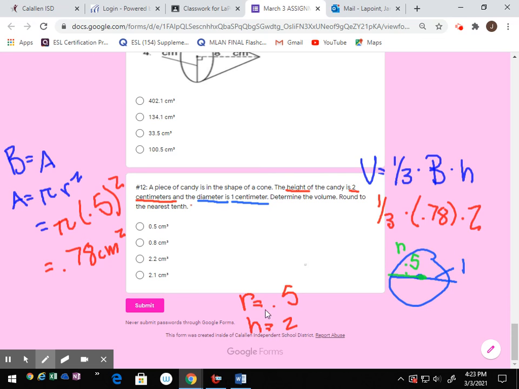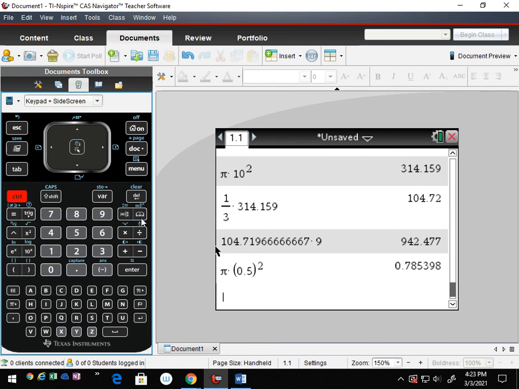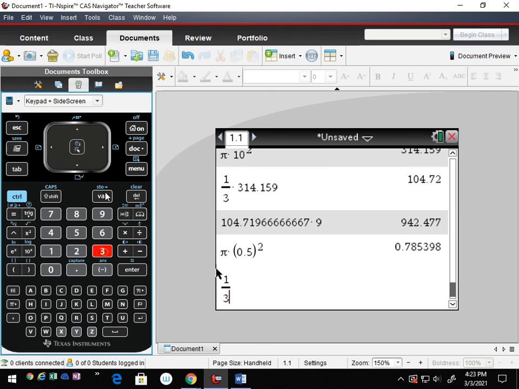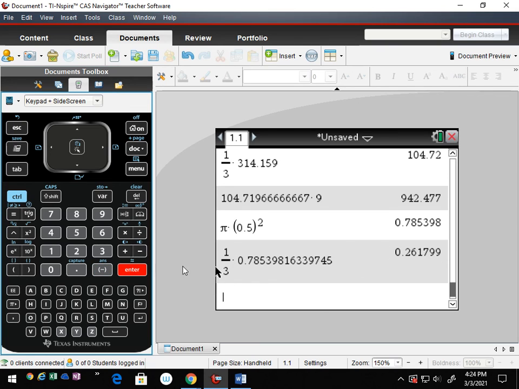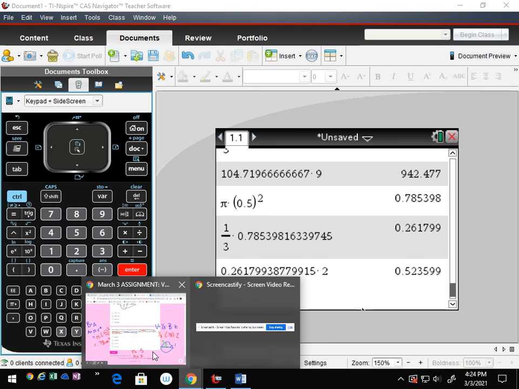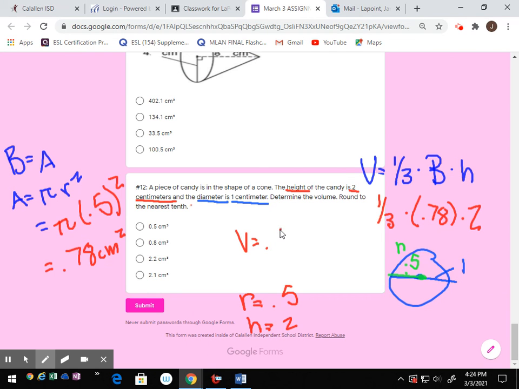Okay, let's plug all of this into the calculator. So control divide. I have 1 down 3 times, we'll do control answer, so we get this whole entire decimal point down here. Press enter. We get this number, and our height was 2, so we're going to multiply all this by 2. And our answer comes out to be 0.5. Let's go see if that's an answer choice. So volume is equal to 0.5 centimeters cubed. If we look at our answer choices, we can see that 0.5 is an answer choice. So answer choice A is the correct answer for question number 12.